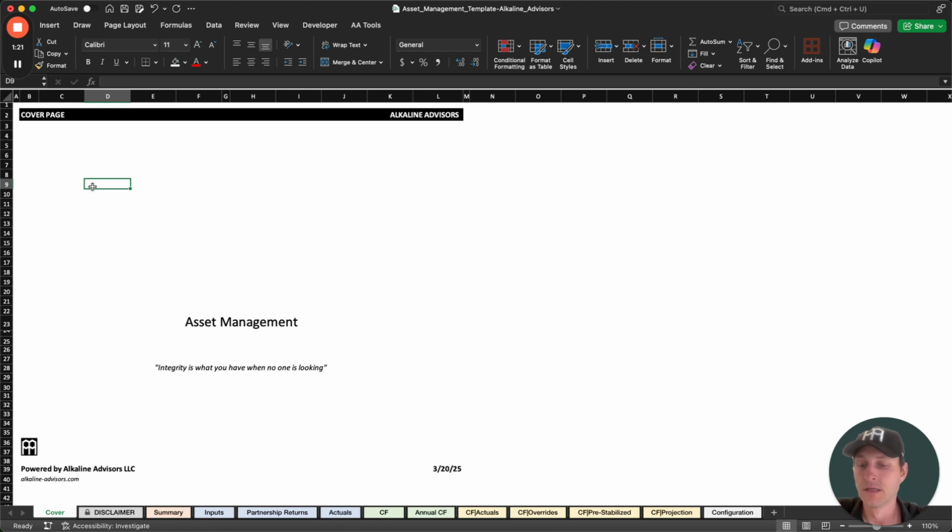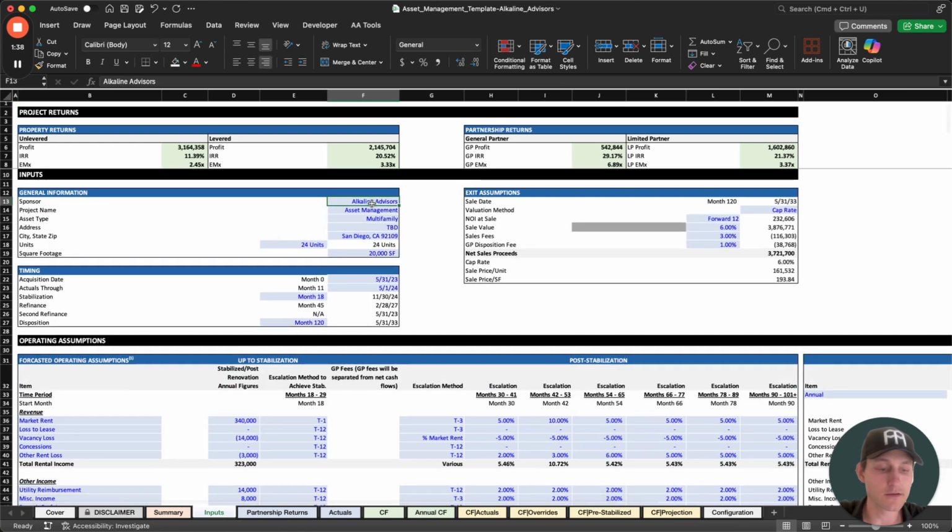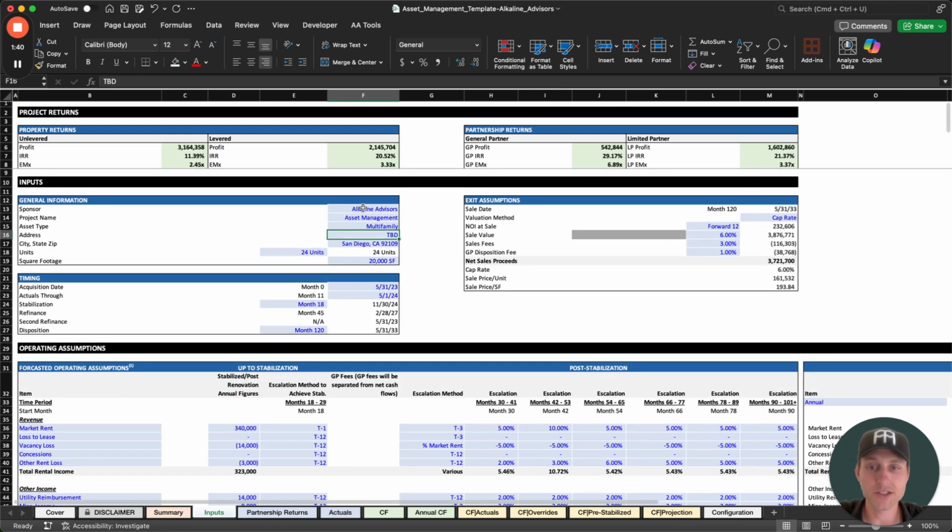So to start, this model is what we call fully dynamic, meaning that you plug information into blue cells and then all the other info auto-populates. So you'll see we have blue tabs. When we click a blue tab, you'll see we have blue cells. Once you update information in these blue cells, let's say, for instance, we make the sale value a 4 cap instead of a 6, everything updates automatically.